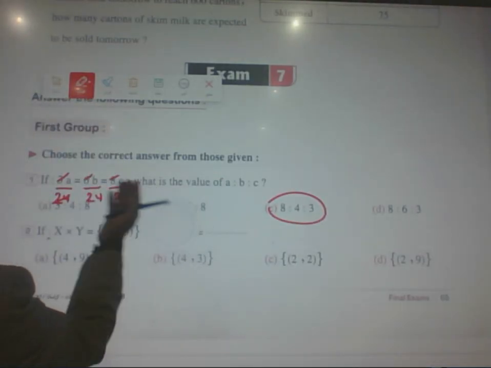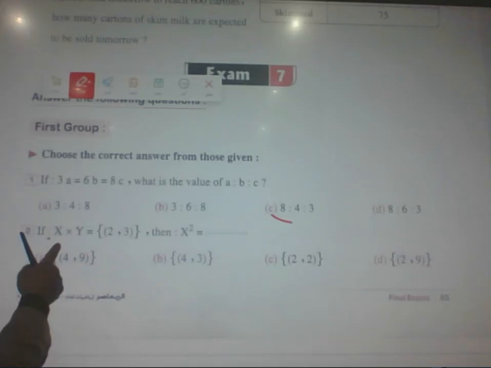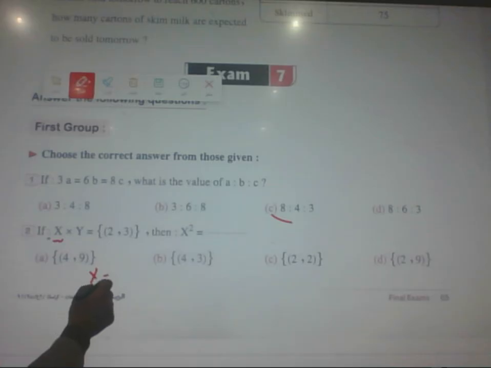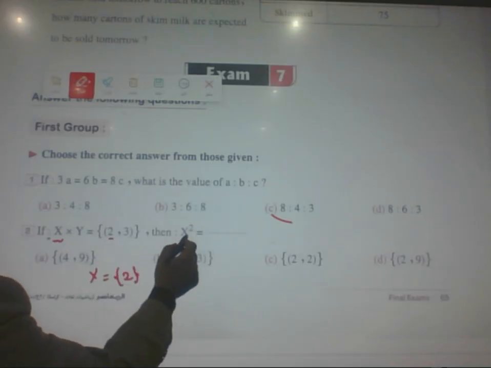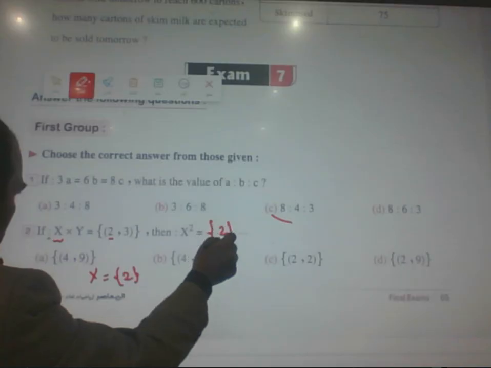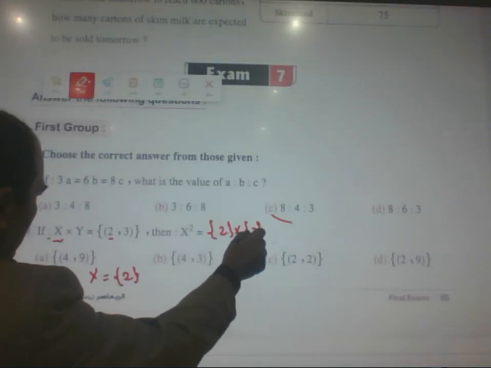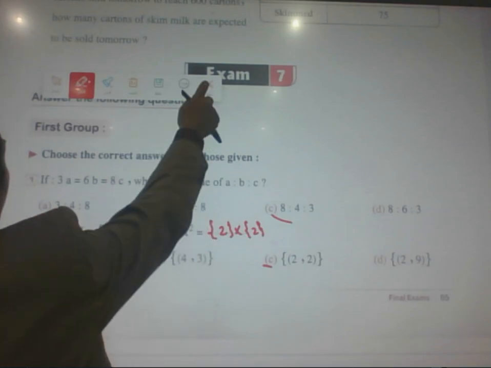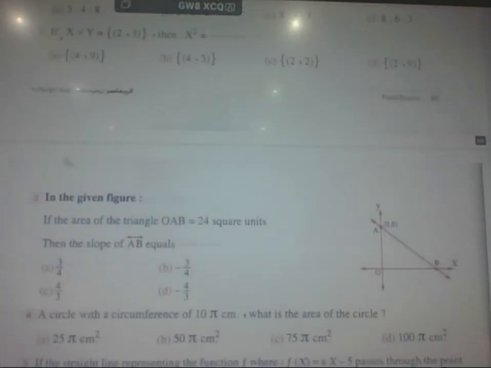Number 2. If the Cartesian product between x and y equals set of 2 and 3, then x squared equals... Listen, x here will be the set of 2, the first projection. Then x squared will be the Cartesian product of 2 by itself. Then we have the ordered pair 2 and 2. Choose letter C. Next question.